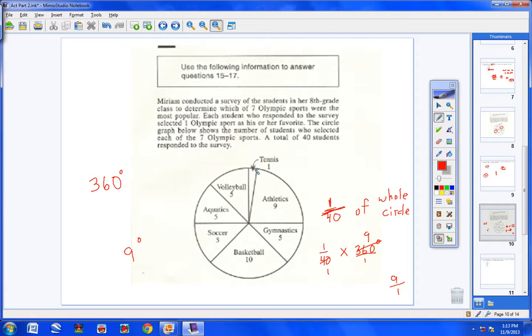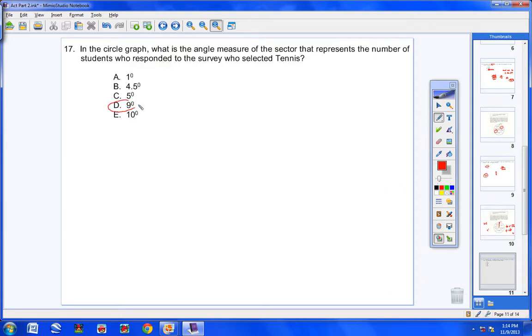Let's go over this again. What fraction was this little sliver right here? 1/40th, 1 out of 40 people. Okay, now I want you to find the angle measurement. This is 1/40th of the whole circle. Of means multiply, and the whole circle is 360, so 1/40th times 360. You do get 9 degrees. And so the correct answer for 17 would be letter D, 9 degrees.